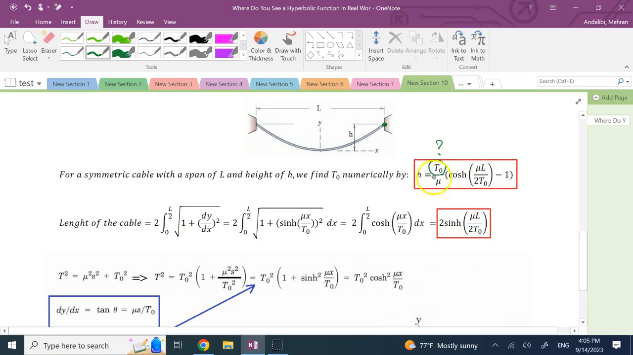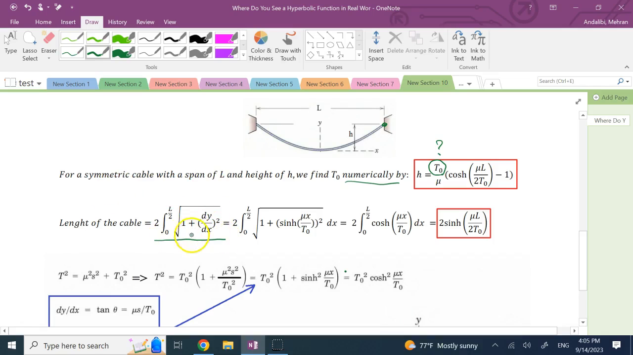And if you look at this, this is an algebraic equation, but it's nonlinear because t naught is here, in the denominator of the argument of cosine hyperbolic. So if I want to solve this for t naught, assuming that I know h, mu, and L, it has to be done numerically. Okay, there is no analytic solution to this. So I need to find t naught numerically. Now, if somebody asks what's the length of this cable in this specific case where it's symmetric and a little bit simpler to calculate, then we use the length of the cable that I had in my previous video on the suspension bridge.